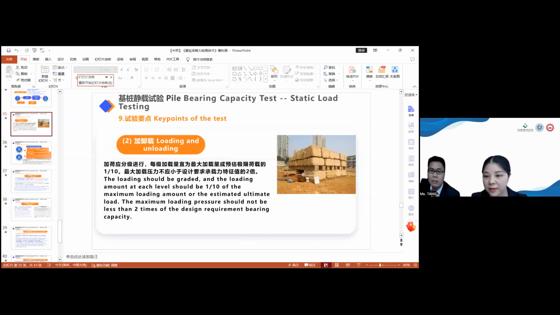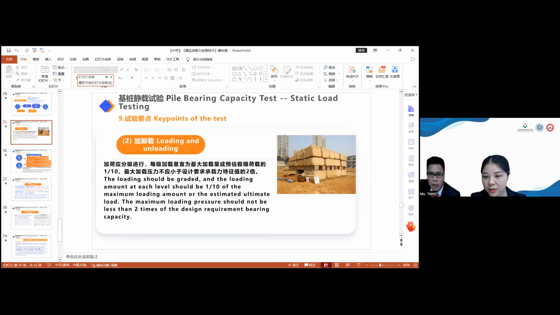As you can see here, a warning fence or warning strip is set up around this station, and people who are not involved with this test are not allowed to get near this station.